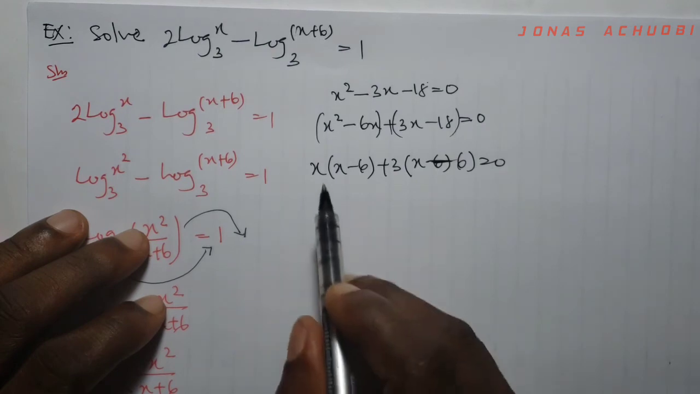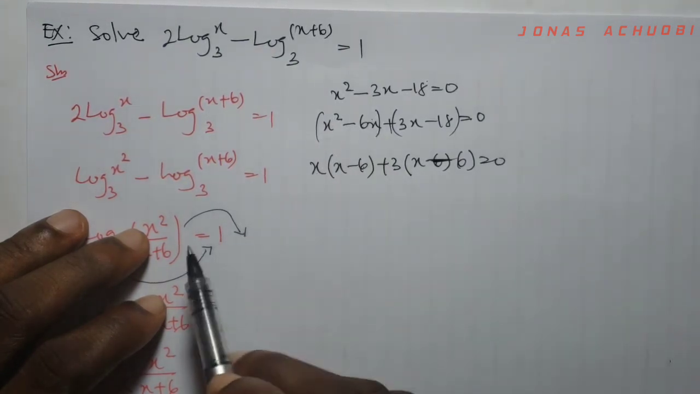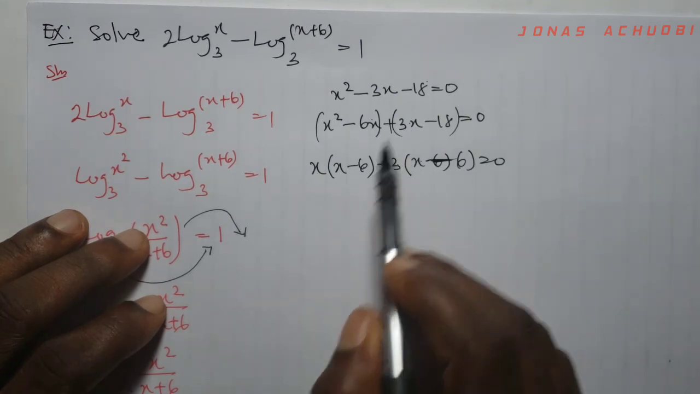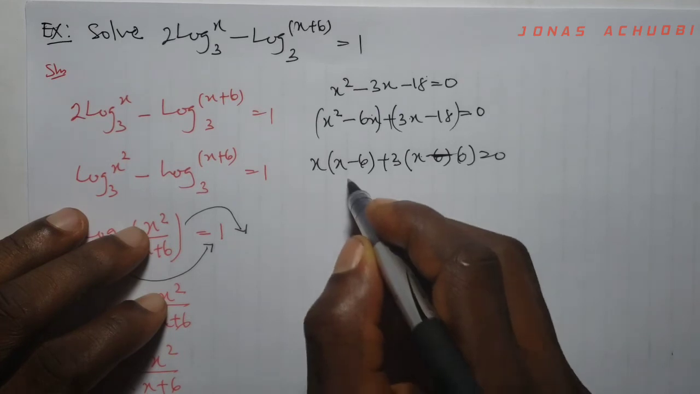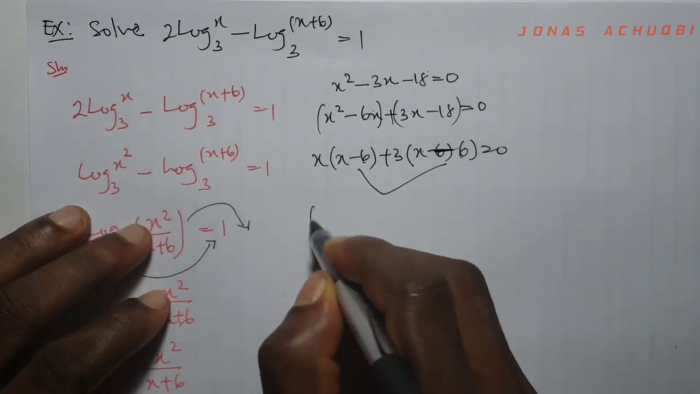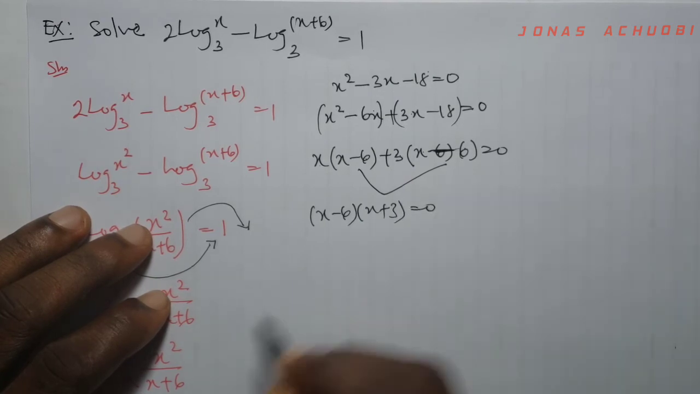Let us check. X times x is x squared. X times minus 6 is minus 6x. 3 times x is 3x. 3 times minus 6 is minus 18. So we are okay. These two brackets are the same. We pick one. We have x minus 6, x plus 3 equal to 0.